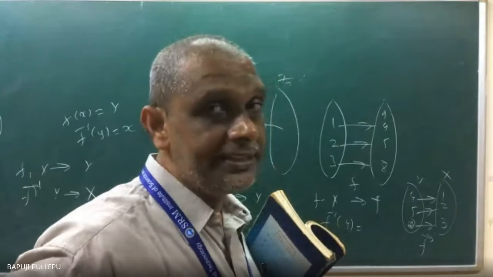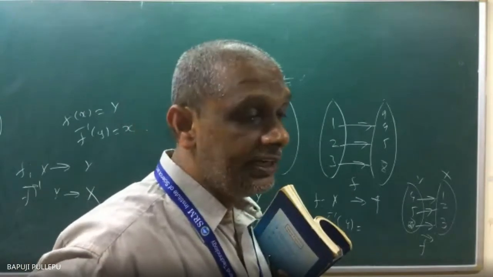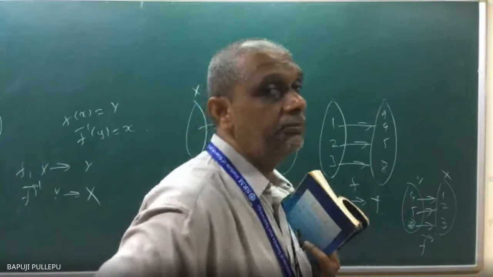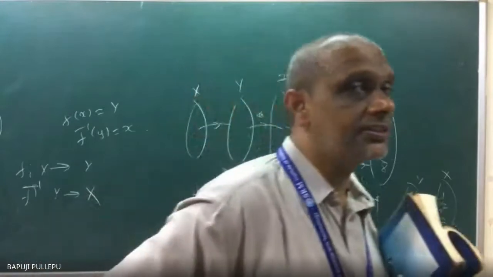Without 9, happily I said. Suppose 9 is there, can I write F inverse? No, sir. That's right. But the basic thing is, you can remember that the function should be bijective. If you keep that in mind, everything will be solved.